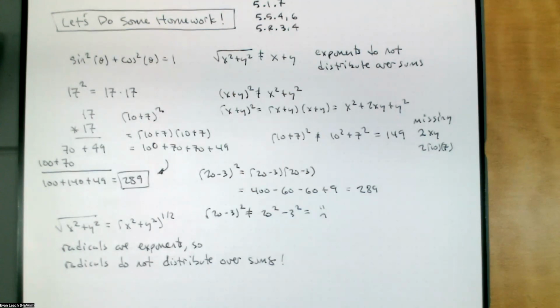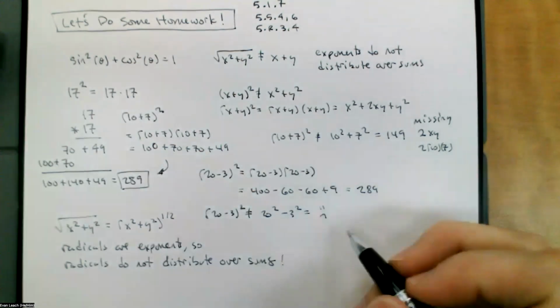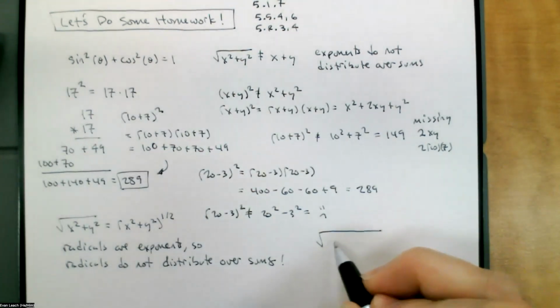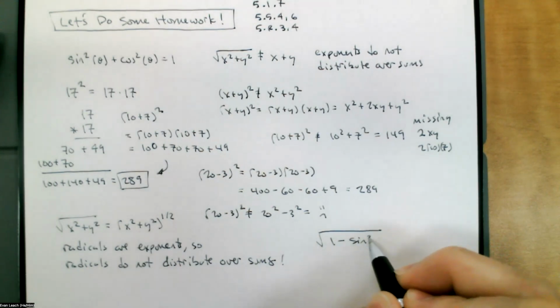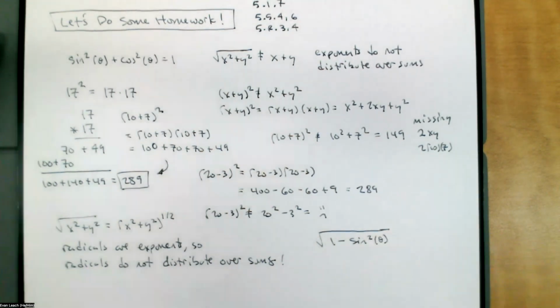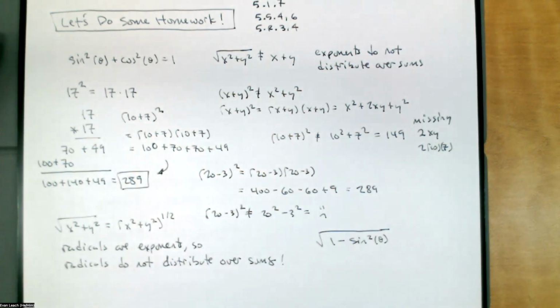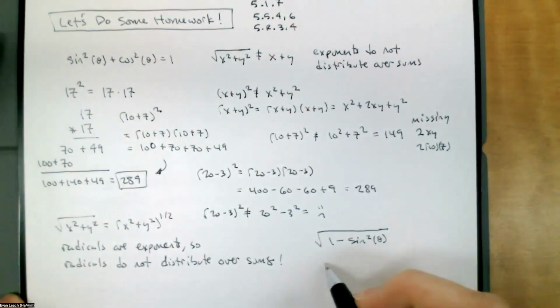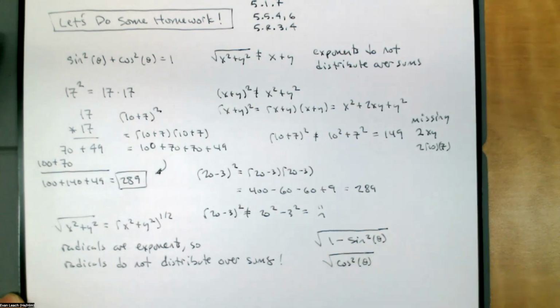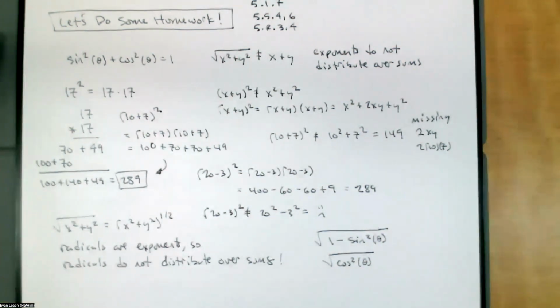Because if I have the square root of 1 minus sine squared, I can't just drop the exponent. If I have an expression that says the square root of 1 minus sine squared, I can't just drop the exponent, but I can replace the 1 minus sine squared with cosine squared. And now I don't have a sum. Now I can cancel the square and the radical. The square root of cosine squared is going to be cosine.